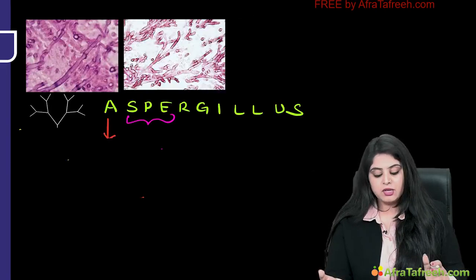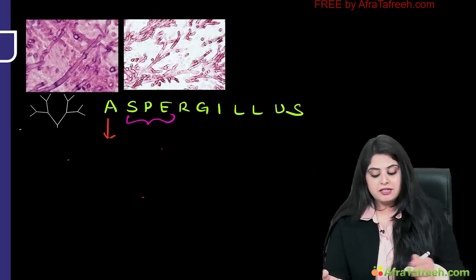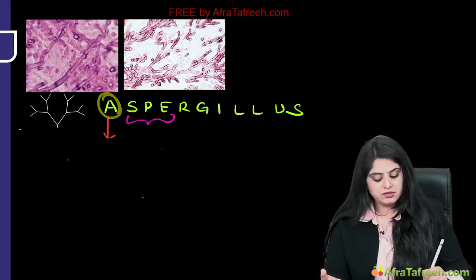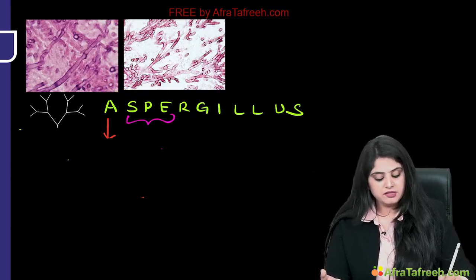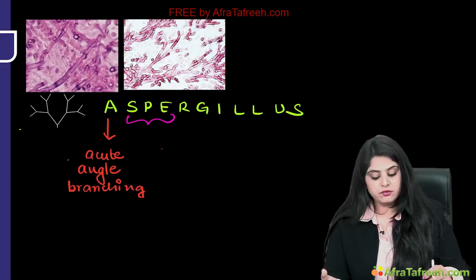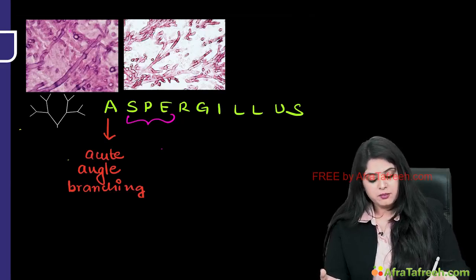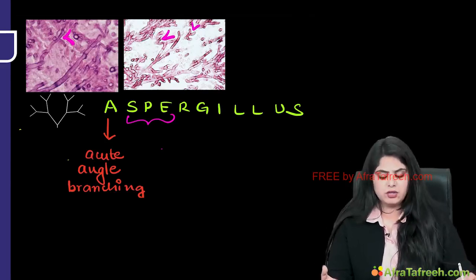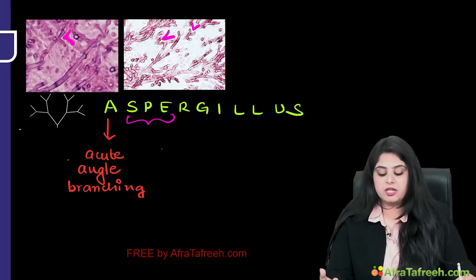So kaisa dikhega? What is the classical feature you have? See, the way you say aspergillus, A se kya pata lagega? A is gonna stand for the very famous acute angle branching. So if you look at these, you can very well appreciate that the branching is happening at less than 90. मतलब acute angle पे branching हो रहा है. Usually 45 degree, 30 degree पे branching होता है.